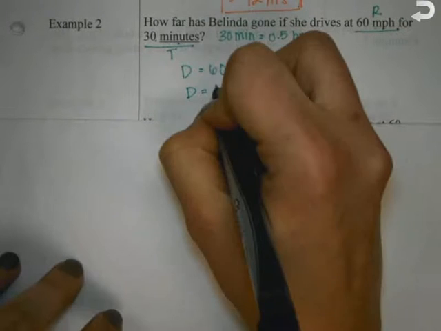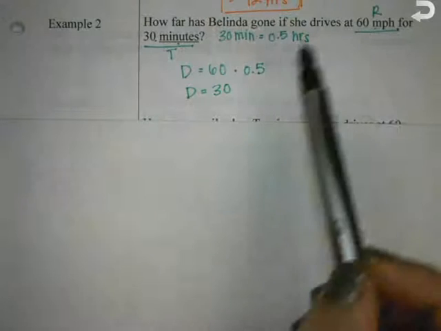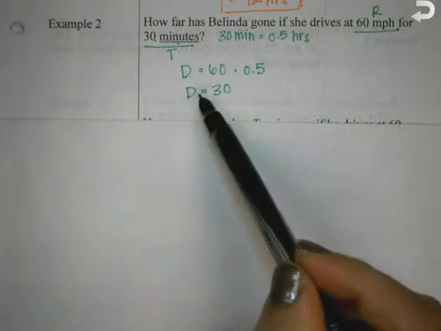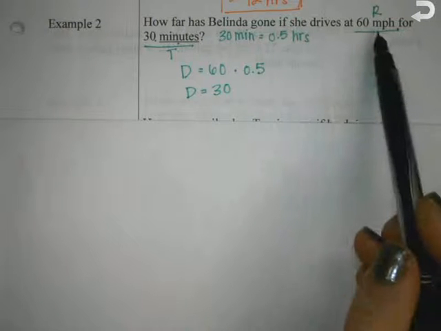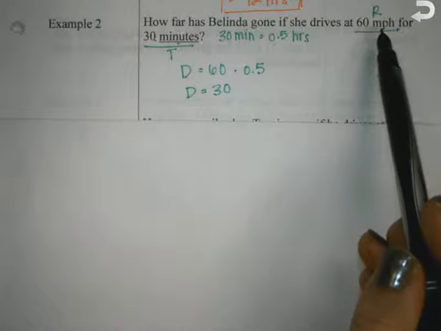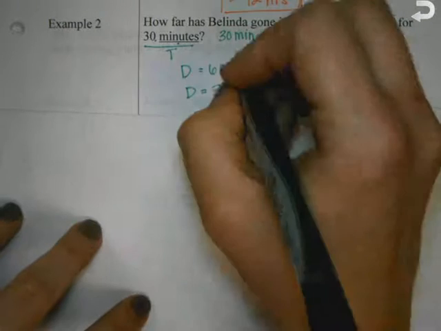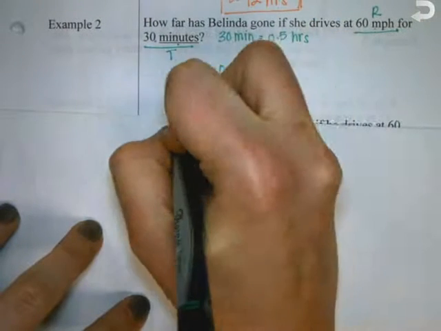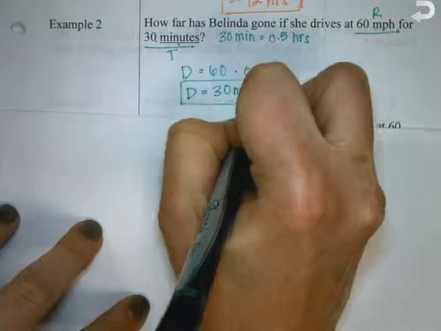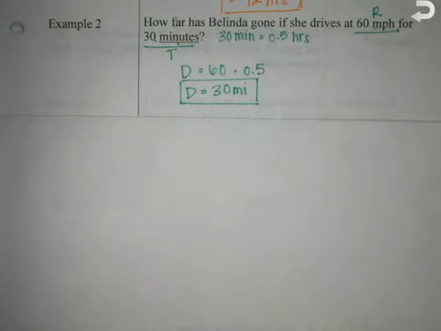Well, we're looking at distance. So it's going to be a measurement of distance, and our rate is miles per hour, so our distance is going to be miles. So you have to think about the variable, and then you have to think about what your units are. Okay? Example 3.